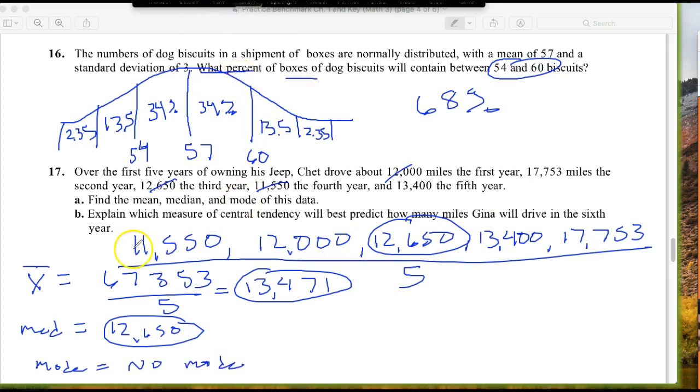Now in this case, it's going to be the median or the mean that would best represent. And I'm going to go with the median in this case. The reason is this number is awfully a lot higher than the rest of these. It's an outlier. And when you have an outlier, it affects your mean, your average. So when it affects the average, you need to be careful with those outliers. The median would be the best value for how many miles she'll drive next year. So I'm going to go with the median for that reason. And that's what you would write down. The outlier skews the mean.